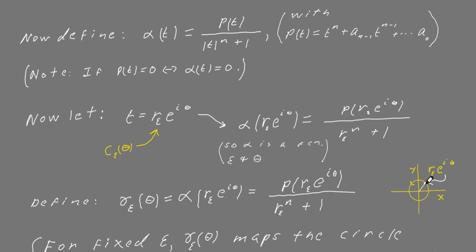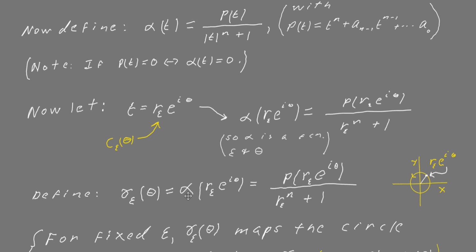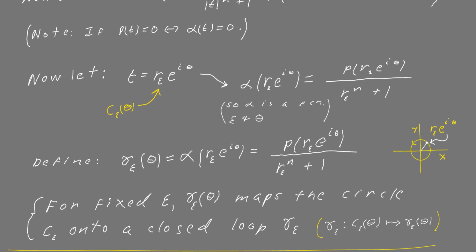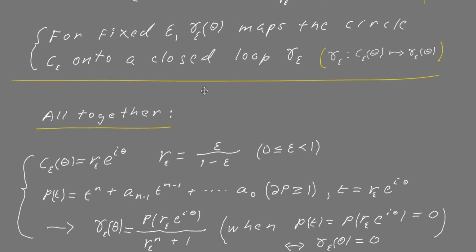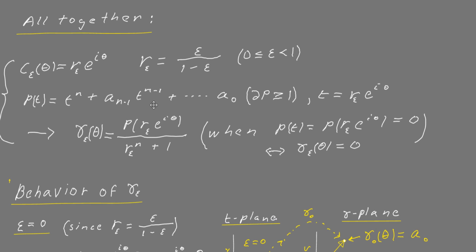Now if I let theta increase by 2 pi, that point is going to move around and come back to where it started. So the value of gamma is going to come back to its original value, and gamma will form a closed loop. So for fixed epsilon, gamma sub epsilon of theta maps the circle c sub epsilon onto a closed loop gamma sub epsilon. So altogether, what we have is this.